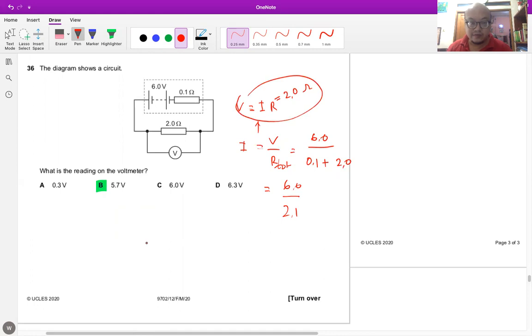So back again, the reading of the voltmeter equals I times R. I is 6.0 divided by 2.1, times R 2.0. This is about 12 divided by 2.1, about 5.7 volts. Okay, that's it. So now continue to the next number.